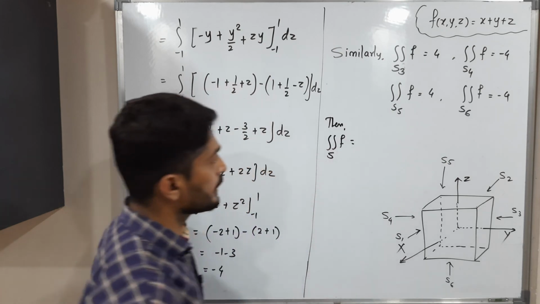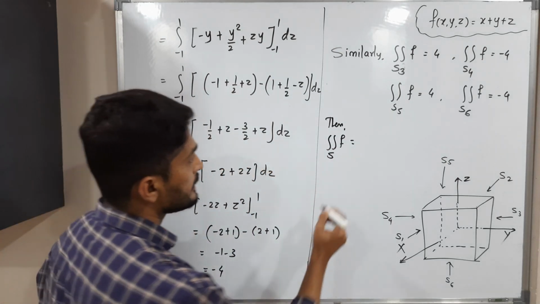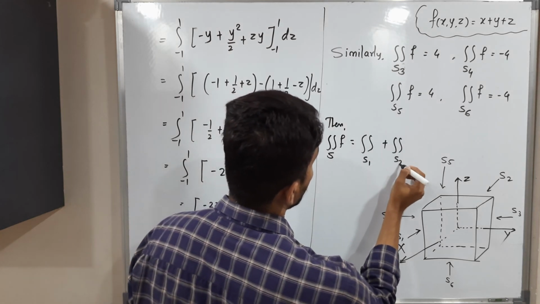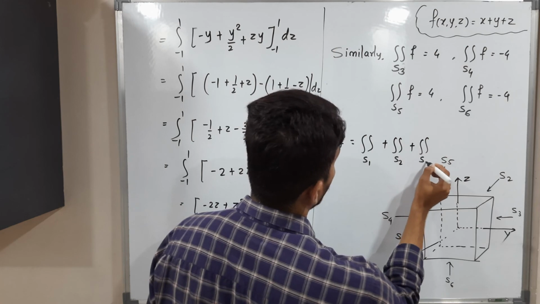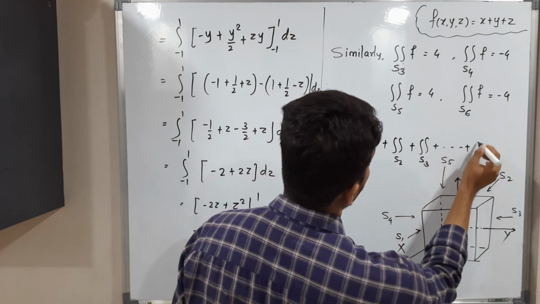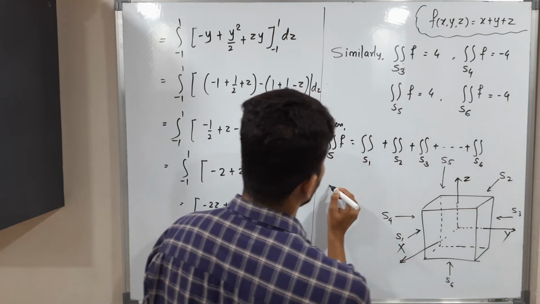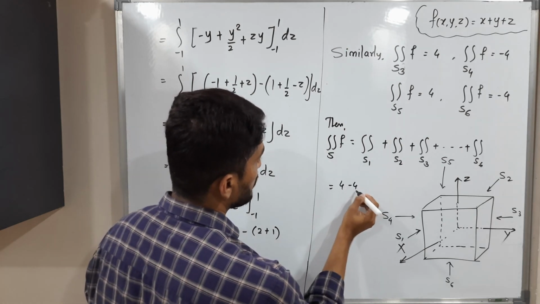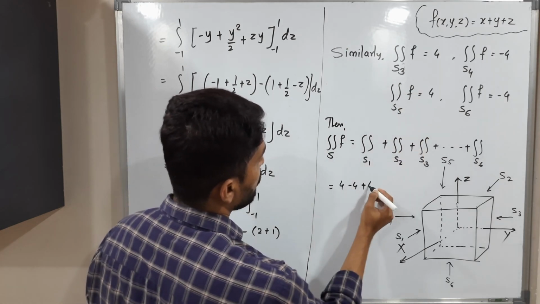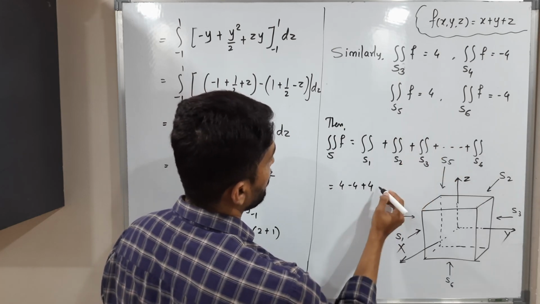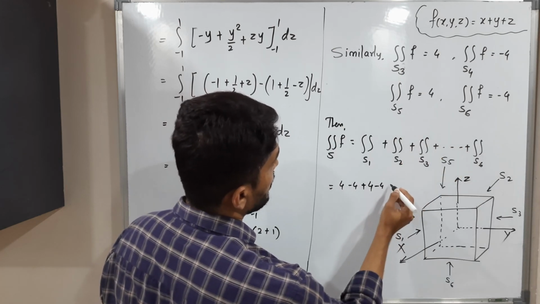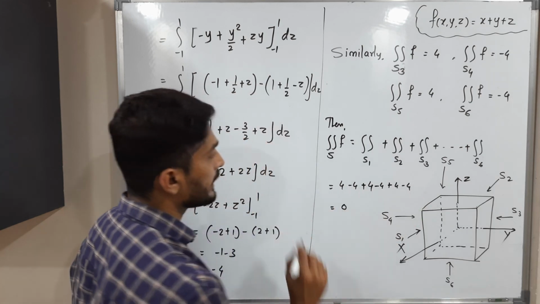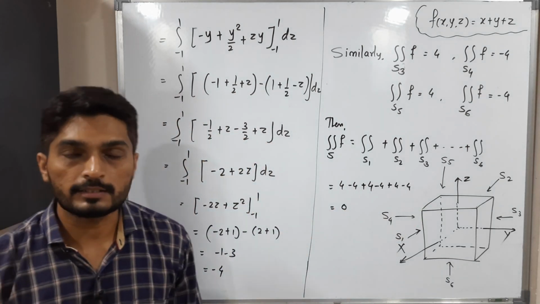Then the double integration of f over S, the surface integral of a scalar field f. As I told you earlier, it is the sum over S1, S2, S3 and so on up to S6. Let us put the values. Over S1 we have 4, over S2 minus 4, over S3 4, over S4 minus 4, over S5 4, over S6 minus 4. So all terms will cancel each other and the final answer is 0.